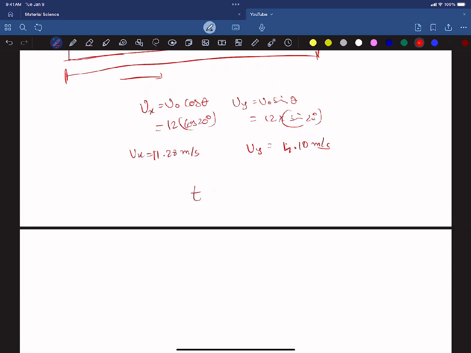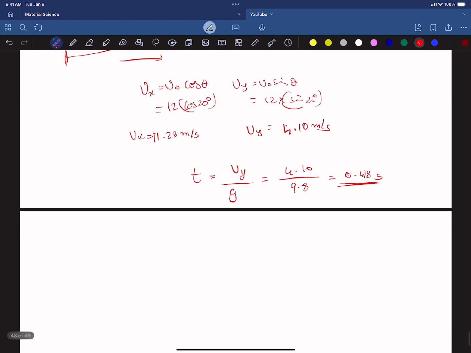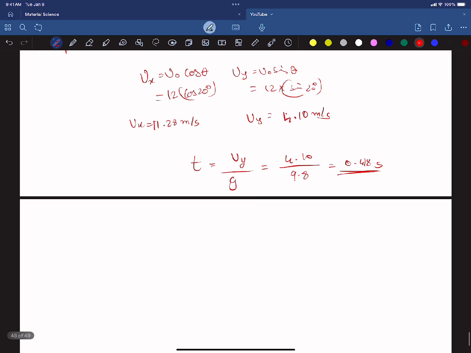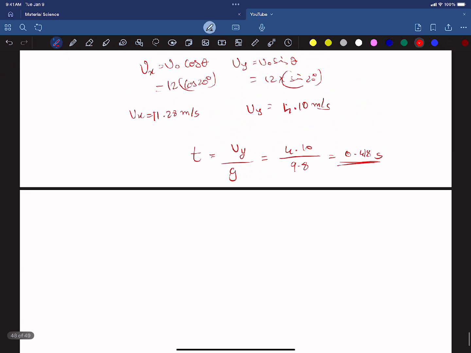Now time of flight, like how much time the total flight takes. So the y component of velocity upon gravity will give you the time. This is our value of the y component and this is gravity. The time taken by the jumper is 0.4 seconds. So this equation will give you the time to reach its maximum height.